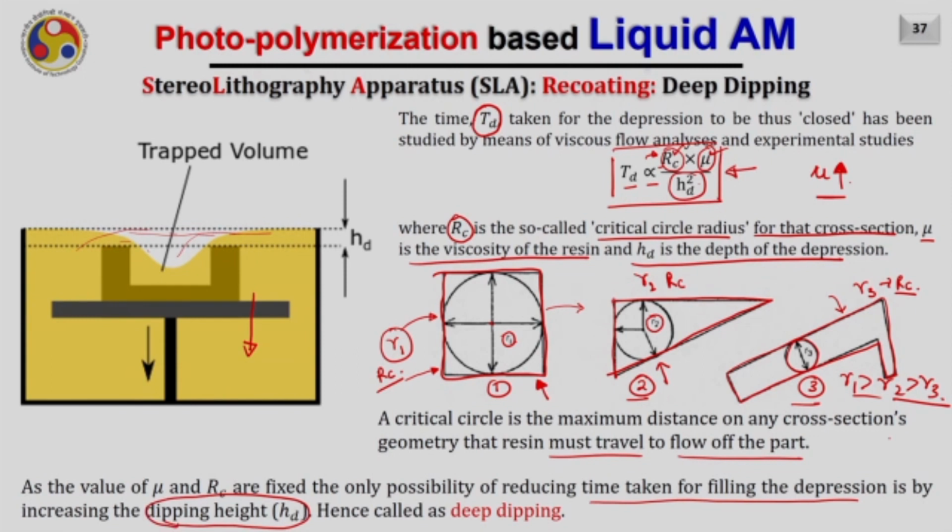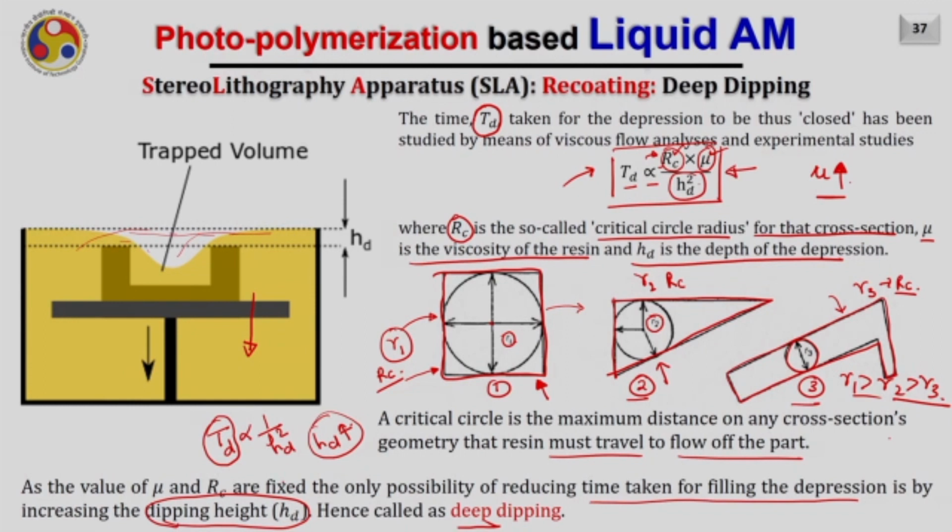And also you can just observe this formula. You can see the time taken for closing the depression is proportional to 1 upon HD square. So if the height HD increases, the deep dipping height increases, its square will be responsible for decreasing the time for closing the depression. And that is why it is called deep dipping, because we just increase this height.